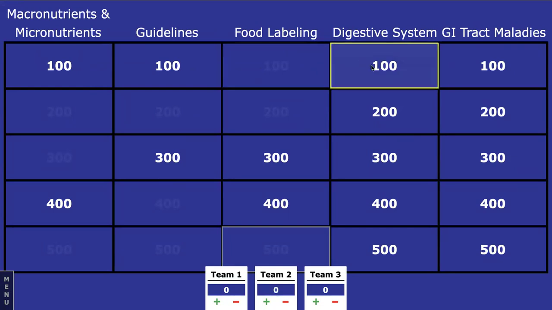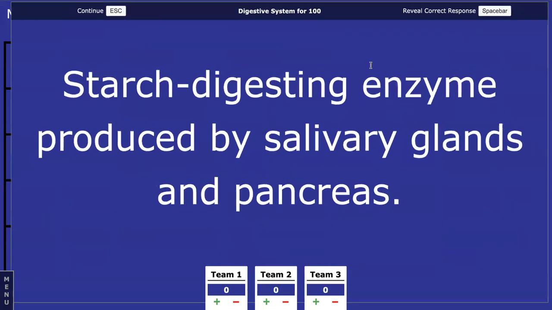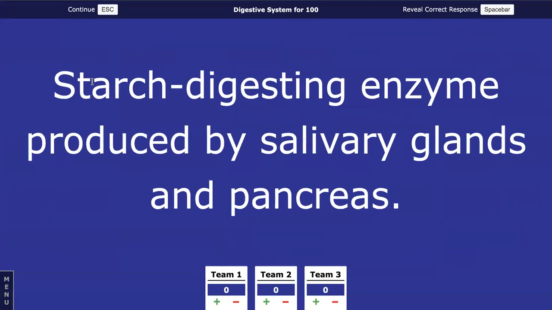Okay, this section is on the GI tract, the digestive system. Oh, key distinction between enriched and fortified.